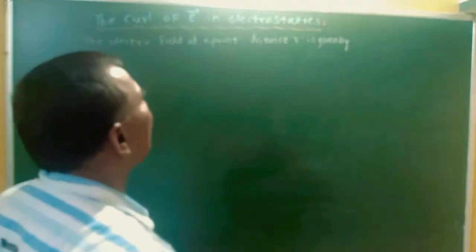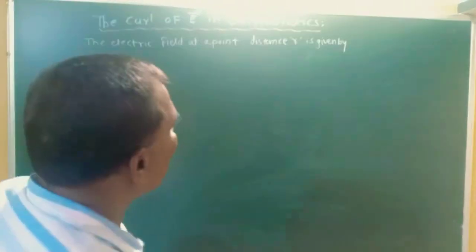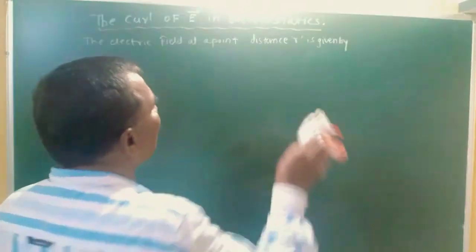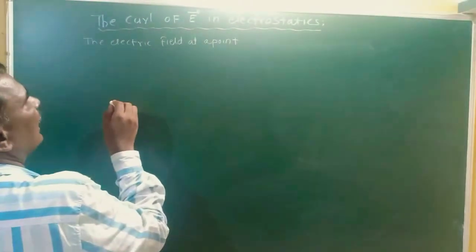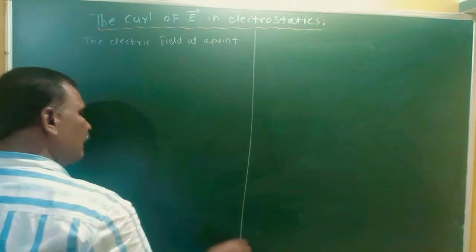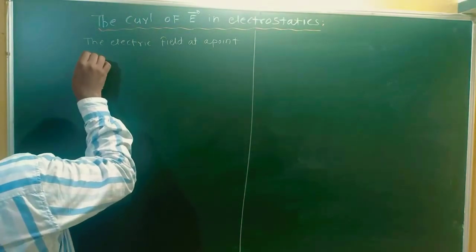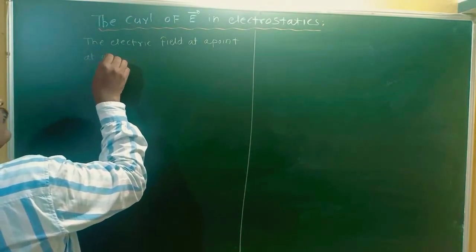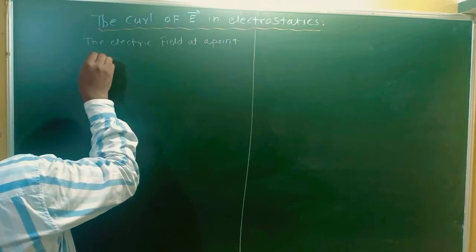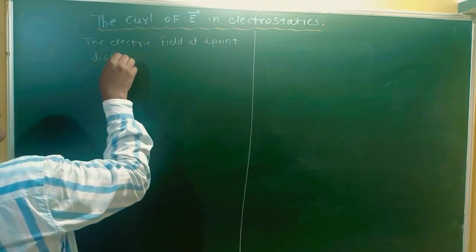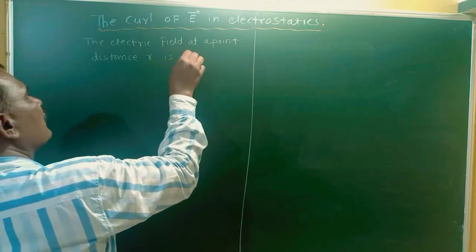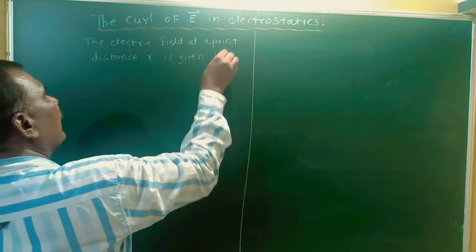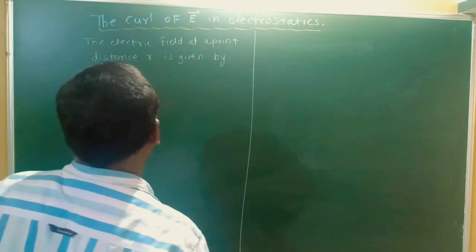The electric field at a point at a distance r is given by, we have to use this one here. What is the formula for electric field intensity?